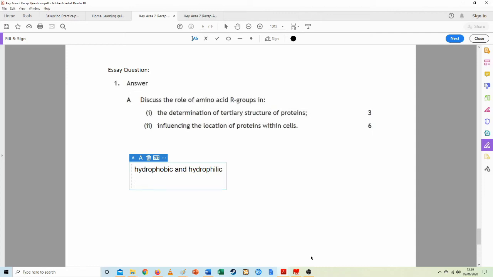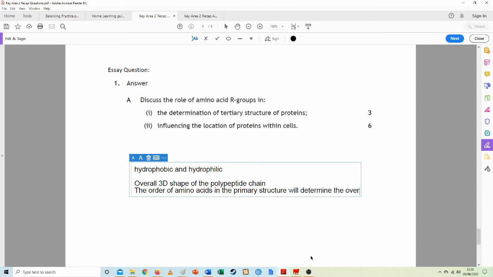So the first thing that I want to do is I want to define what that tertiary structure is. So that is the overall 3D shape of the polypeptide chain. Now, that overall shape is determined by the order of the amino acids in the primary structure. So that order will determine the overall shape.